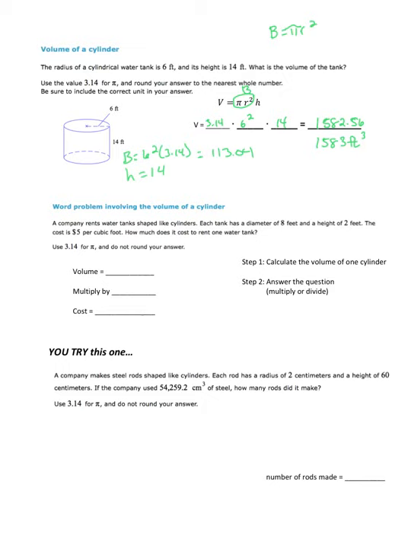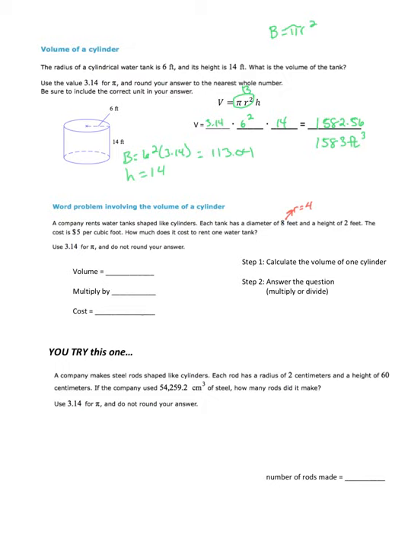You've got the water tanks shaped like cylinders. And side note, guys, you'll see stuff like this on the SATs. Each tank has a diameter of 8 feet and a height of 2. So if the diameter is 8 feet, radius equals 4 feet, right? Height is 2 feet. The cost is $5 per cubic feet. How much does it cost to rent one water tank?